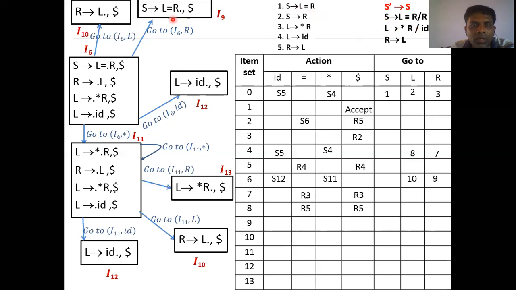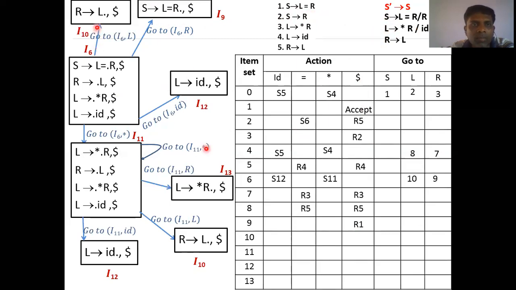So whenever I encounter such a kind of final item, I am writing the R2. So where should I write down the R2? In the follow-up. So what is a follow-up? In a default follow-up, your starting variable is nothing but dollar. So I'm writing in the 9 row, in the dollar column, R1, because this is my production number 1, R1.